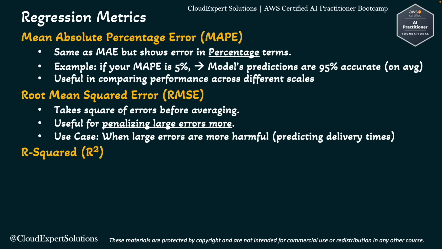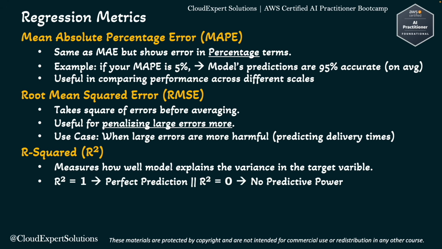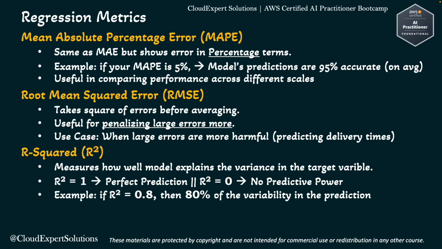And the last in this category is R squared. R squared measures how well your model explains the variance in the target variable. If the R squared value is 1, that means the prediction is perfect, whereas if the R squared value is 0, that means your model has no predictive power. As an example, if you are predicting house prices and your model's R squared score is 0.8, then 80% of the variability in house price is explained by your features.